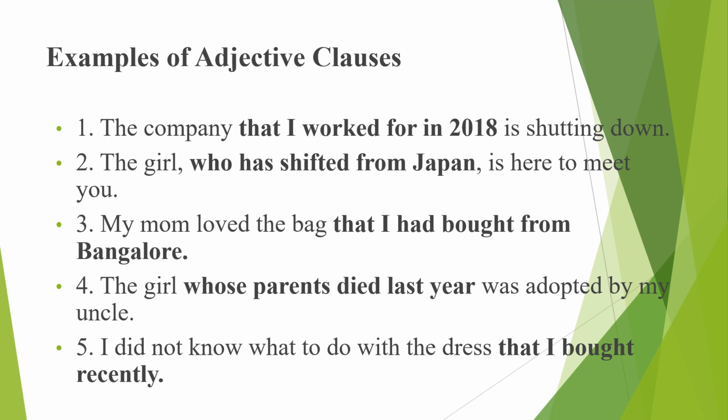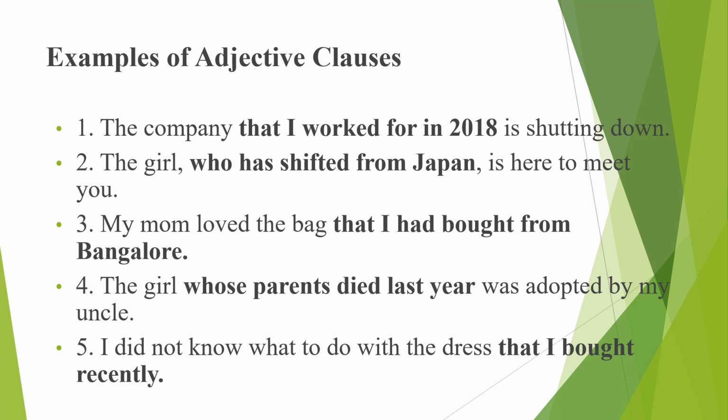You can see the girl, which is the subject in the sentence, who has shifted from Japan, is additional information, and this clause is starting with who, which is a relative pronoun. So who has shifted from Japan is an adjective clause. In the third one, you can see: my mom loved the bag that I had bought from Bangalore. So over here, that I had bought from Bangalore is an adjective clause.